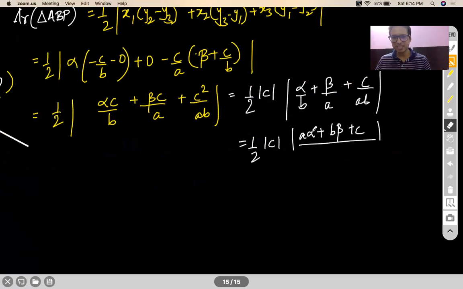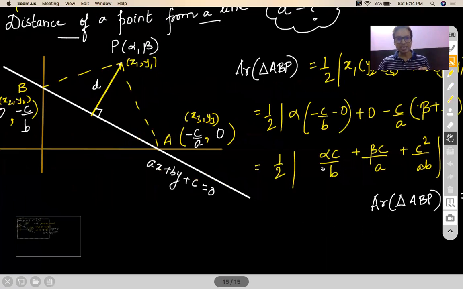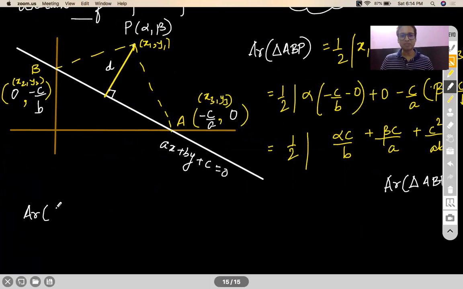So let me bring it out like this. Okay, so this gives you the area of the triangle ABP. Now, area of the triangle ABP could also be found out by the use of the half base into height formula. Correct. So half base is your AB length, into height, which is the distance D that we actually need.